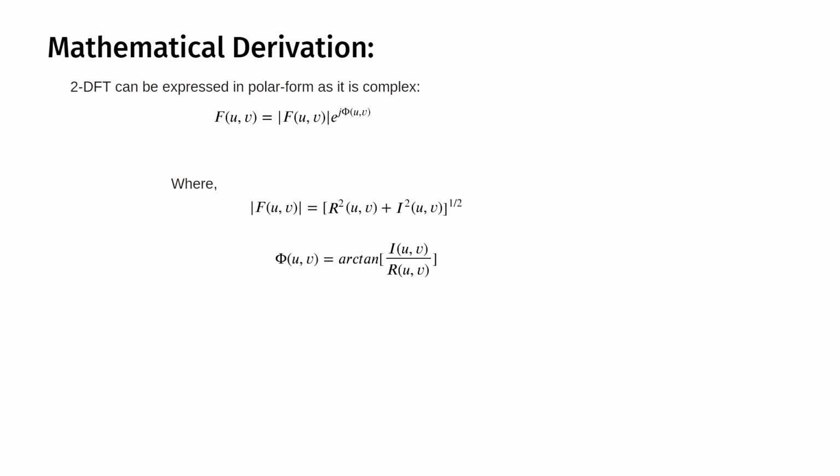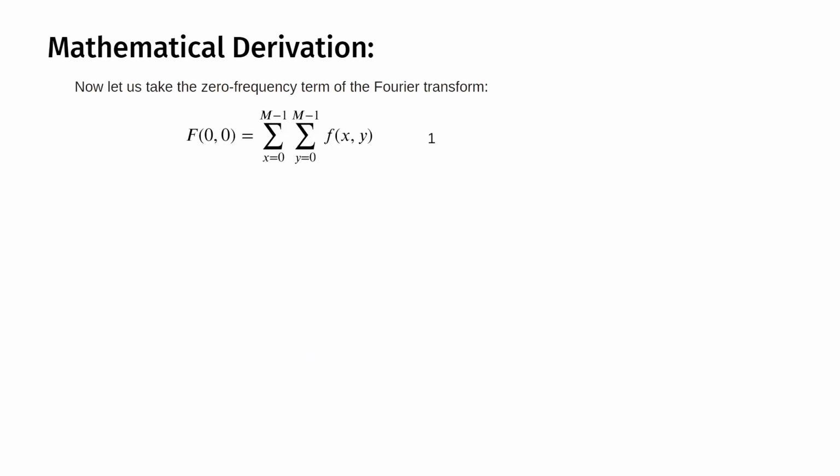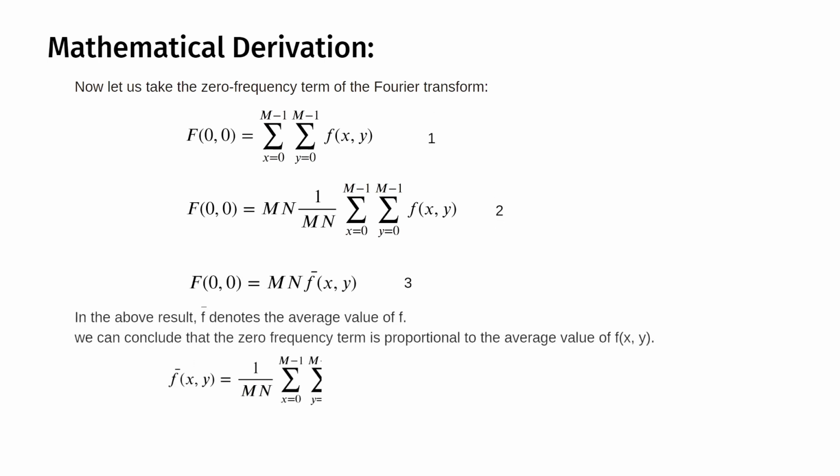Similarly, we can also calculate the power spectrum by the given equation. Now, let us take the zero frequency term of the Fourier transform. This can be achieved by taking u and v value as 0. We multiply and divide this equation with M into N, where M cross N represents the dimension of the DFT matrix. We can further simplify equation 2 to equation 3, where f bar denotes the average of small f. From equation 3, we can clearly understand that the zero frequency term is directly proportional to the average of f.